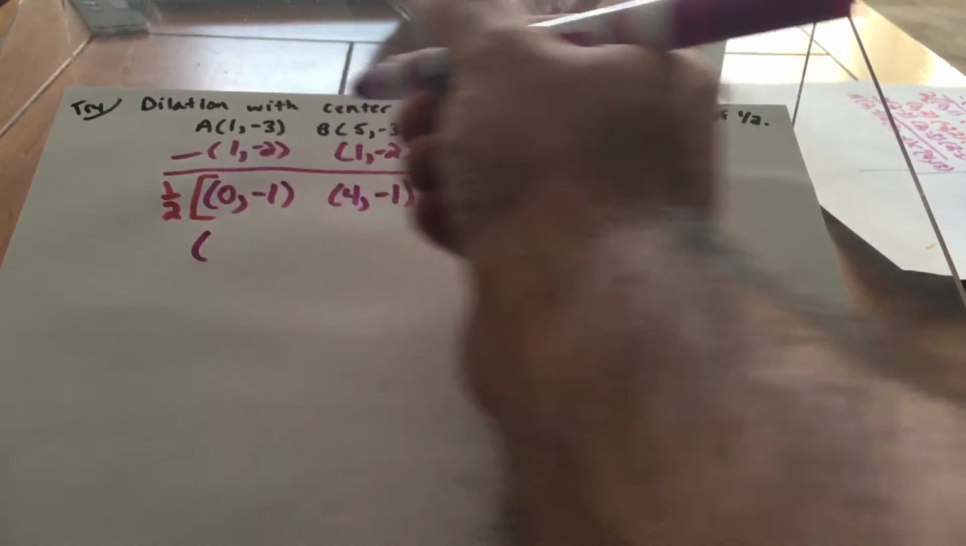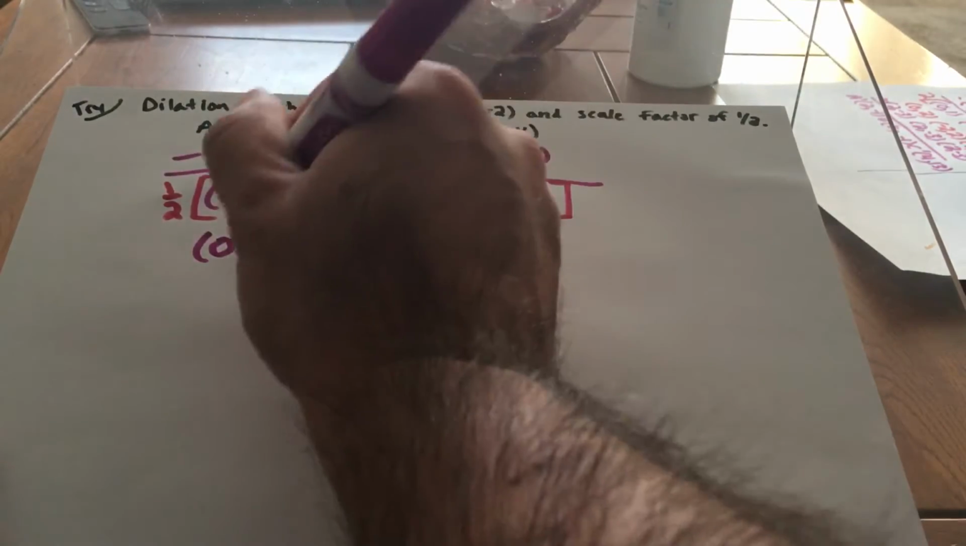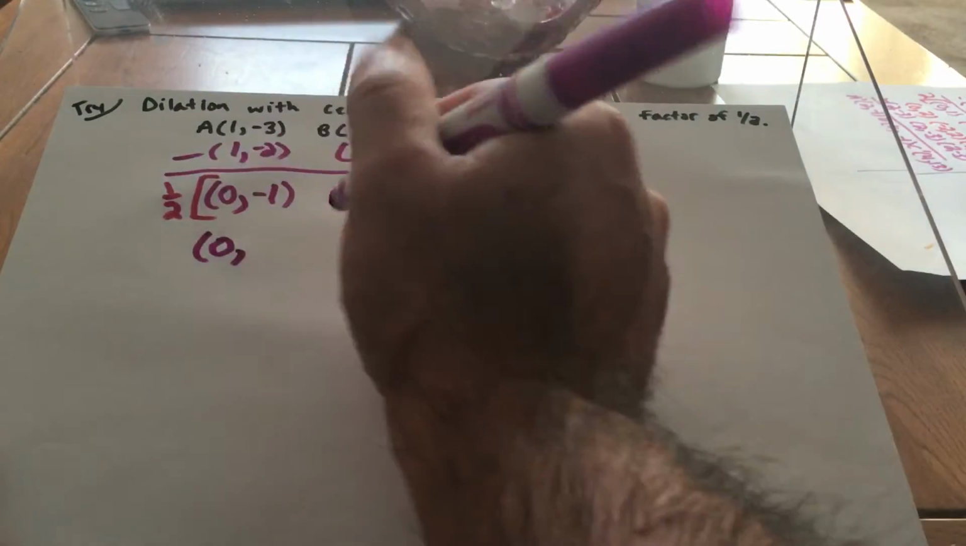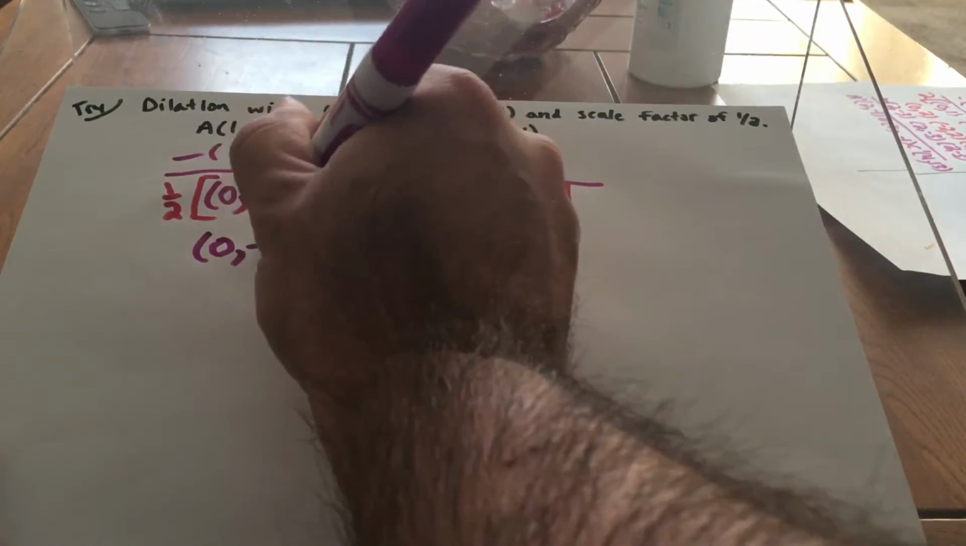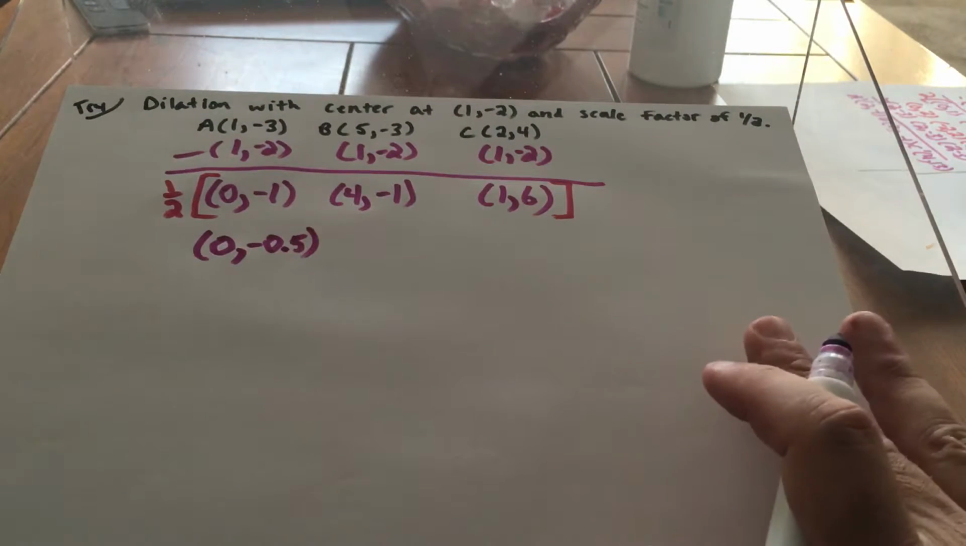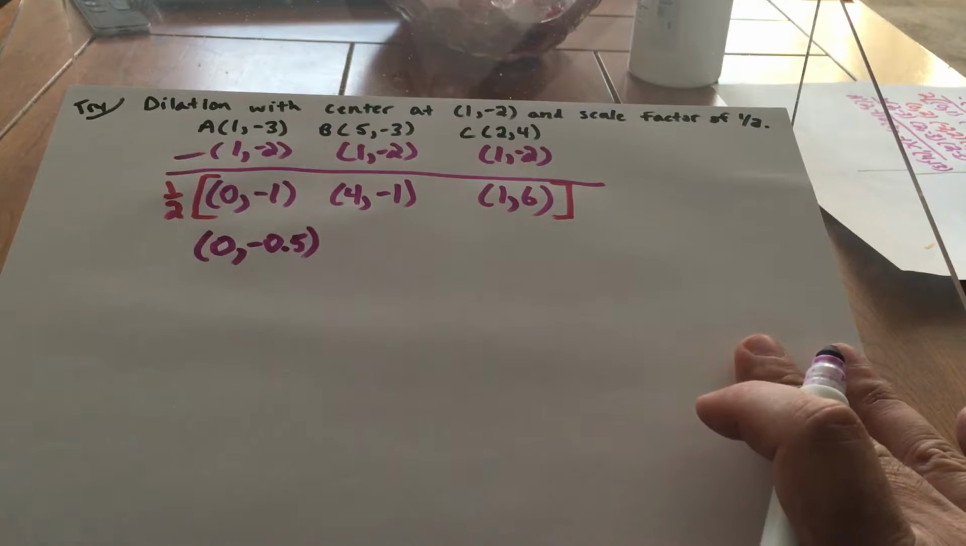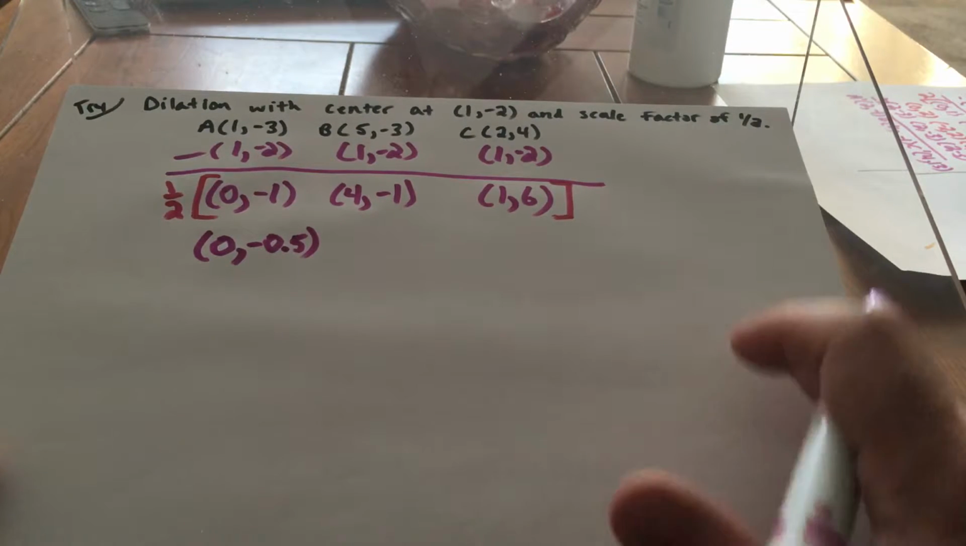So to do our dilation, 1/2 times 0 is going to be 0 divided by 2, which is 0. -1 divided by 2 is -1/2. I think it'll be easier for you if you write that as a decimal. If you want to write it as a decimal, you take the top number divided by the bottom number. 1 divided by 2 gives you 0.5.